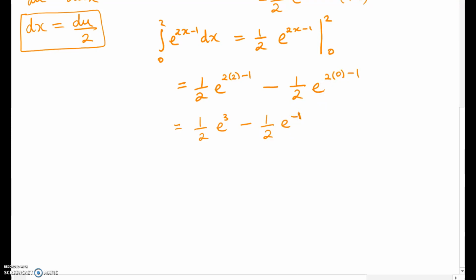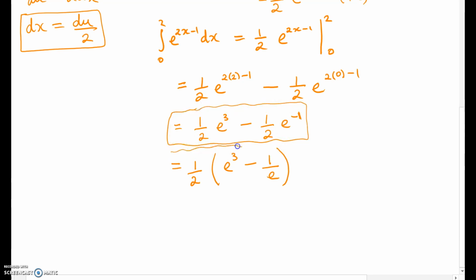Now you might want to write that in a couple of different ways. To write it as it is there is perfectly fine. You might also want to factor out the 1/2. And you could write it as e cubed minus e to the negative 1, which is 1 over e. So it could be written like that as well. Either of those two, perfectly fine. Both correct. So that's it. We're done, by ignoring the limits for a large part of the question.